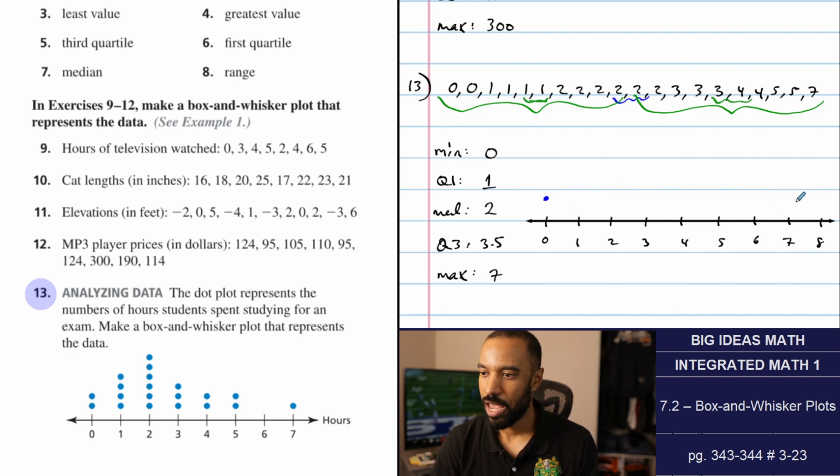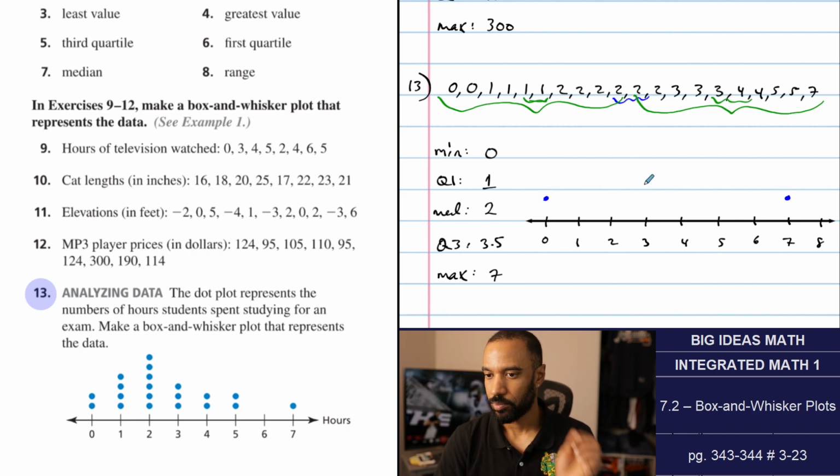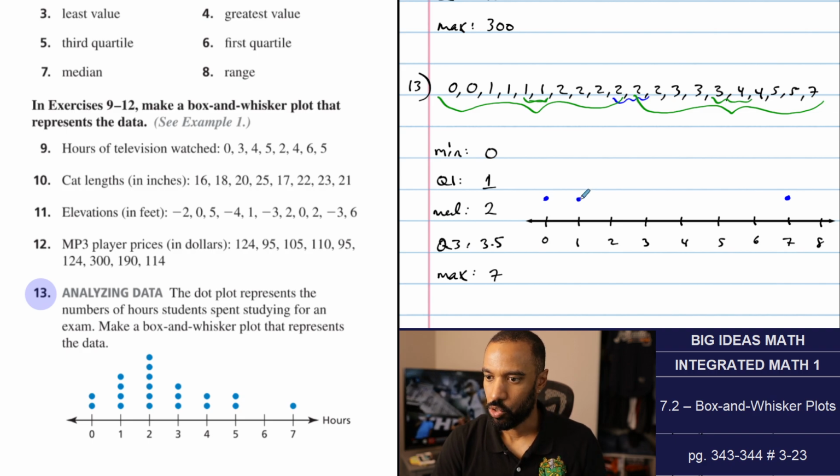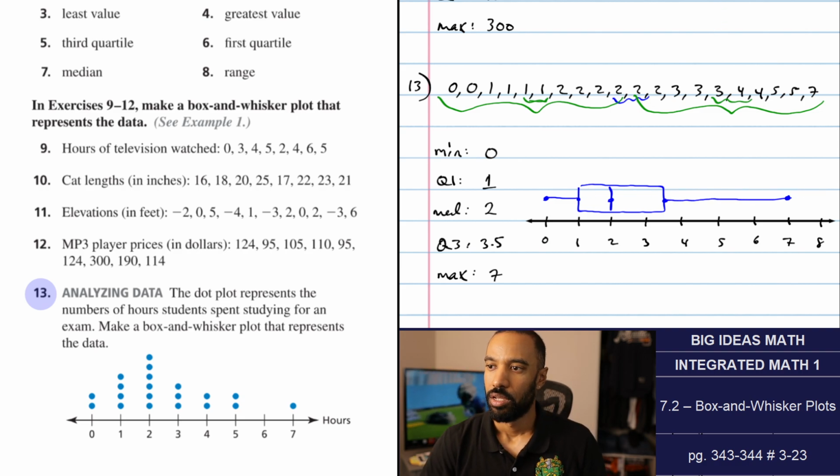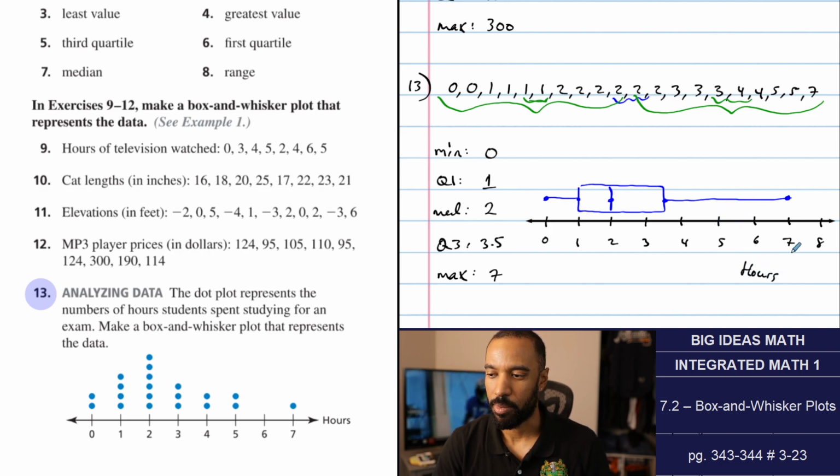Here's our min and max. Q1, median, and Q3 is at 3.5. Got another right skew here. Box and whisker. All right. This is an hour still. If they said hours before, I might as well say hours now.